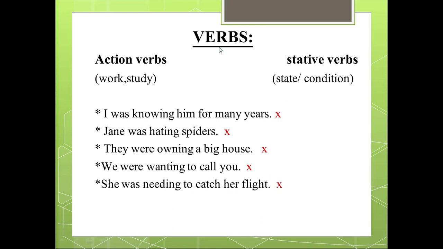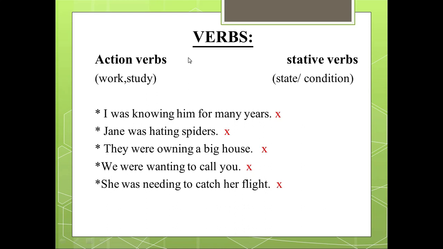We have studied that verbs are action words, but there are two types of verbs: action verbs and stative verbs. Action verbs, you already know, are verbs in which there is some action, like work, study, sit, stand, swim. These all are action verbs. Now what are stative verbs? Stative verbs are the verbs which tell you about a state. It can be your emotional state, it can be your mental state. Okay, it's a state or a condition. So these verbs are called stative verbs.